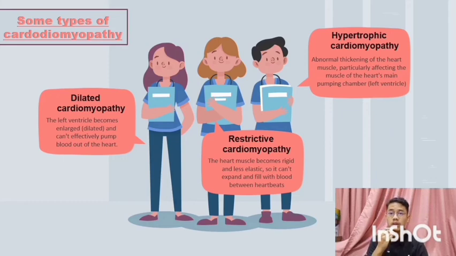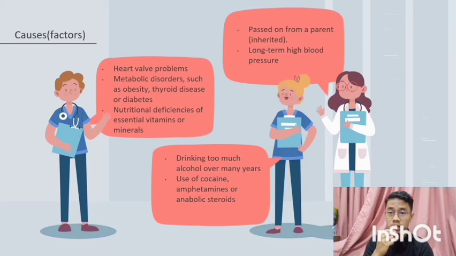There are various types of cardiomyopathy. Among them are dilated cardiomyopathy, restrictive cardiomyopathy, and hypertrophic cardiomyopathy. There are many causes and factors that lead to this disease, and the most common factor is the disease being passed on from a parent. Other factors are long-term high blood pressure, heart valve problems, metabolic disorders such as obesity, thyroid disease, or diabetes, nutritional deficiencies, drinking too much alcohol for many years, and the use of cocaine, amphetamines, or anabolic steroids.